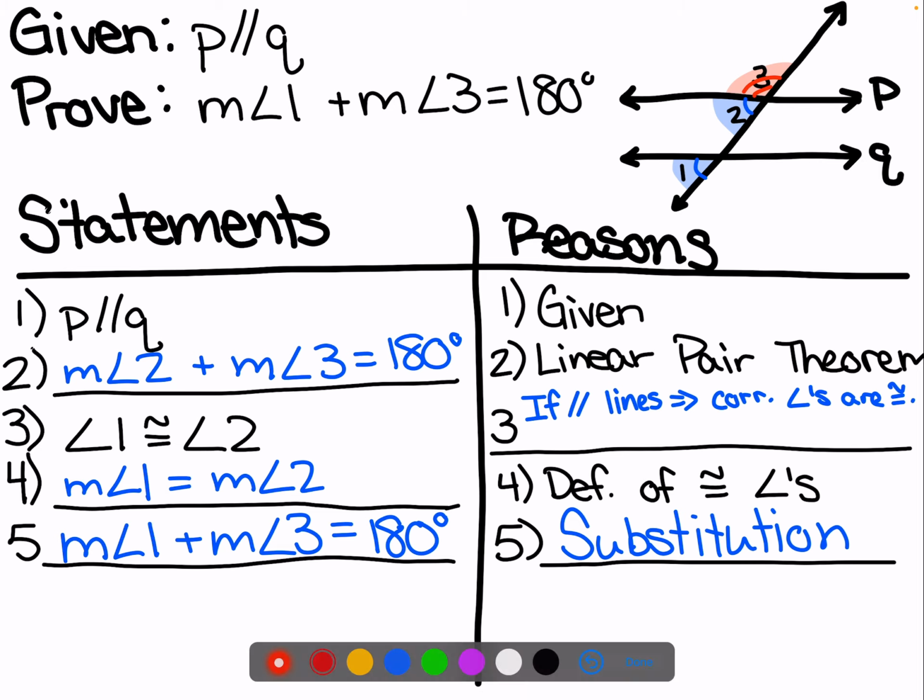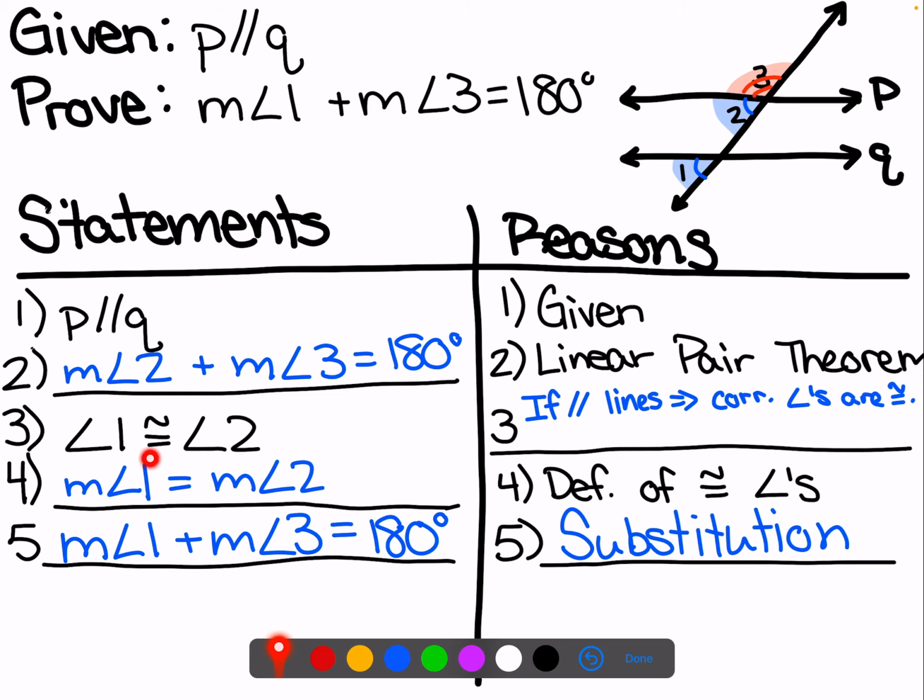From here, angle 1 is congruent to angle 2. Well, looking at these two angles, they're corresponding angles. Now, we already know that P is parallel to Q, so if we have parallel lines, which we do, that implies that corresponding angles are congruent, which they are.